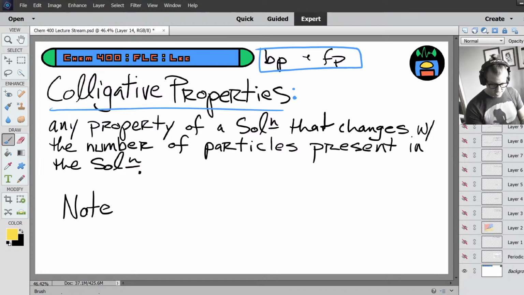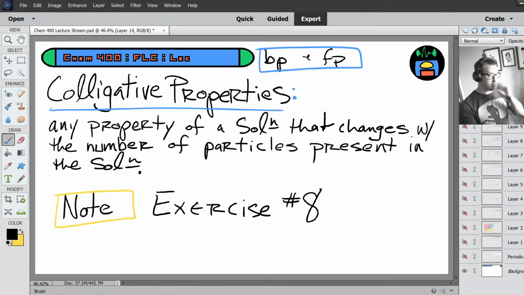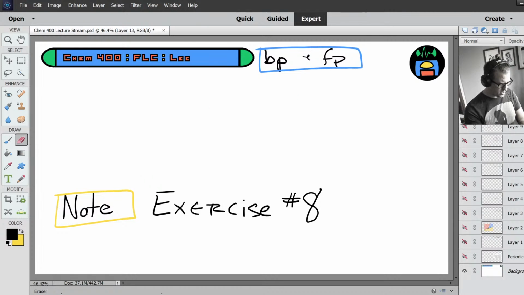Something to be aware of. What we're about to discuss right now is I'm about to lecture on the material for exercise 8. So hopefully you haven't started it yet. I mean, if you have, that's fine. But we're going to talk about what you need to know to complete that exercise.